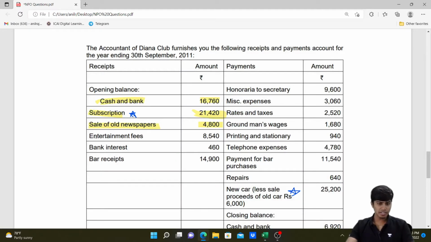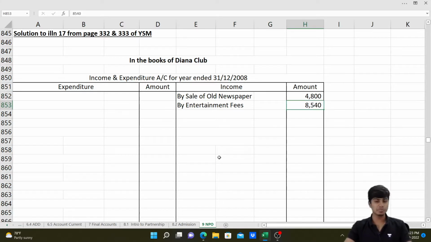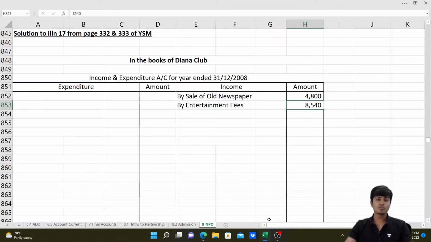What do we have after that? What we have after that is entertainment fees 8,540. So let's assume the entire amount is income because there is no adjustment. So I'll write as income in income and expenditure account, entertainment fees 8,540. What I have after that is bank interest of 460. Again, this has no adjustment, so the entire receipt is my income. So from the receipt side, it will go to income and expenditure income side by bank interest 460.